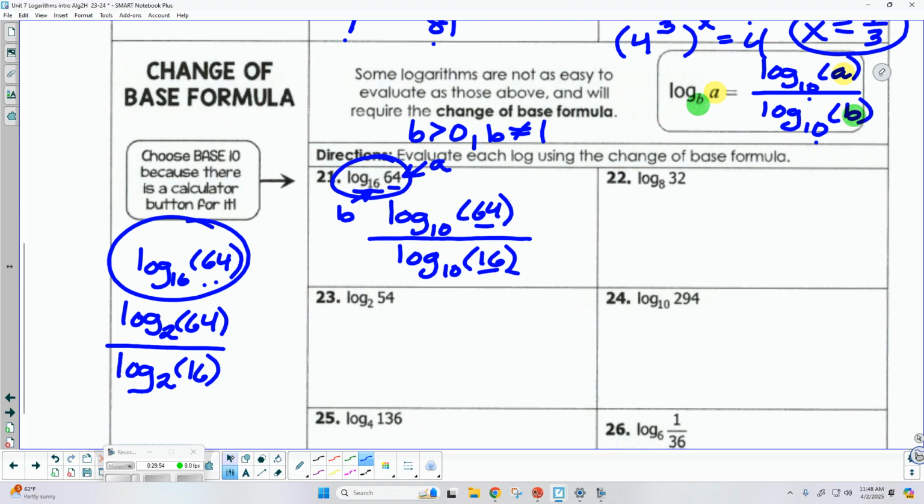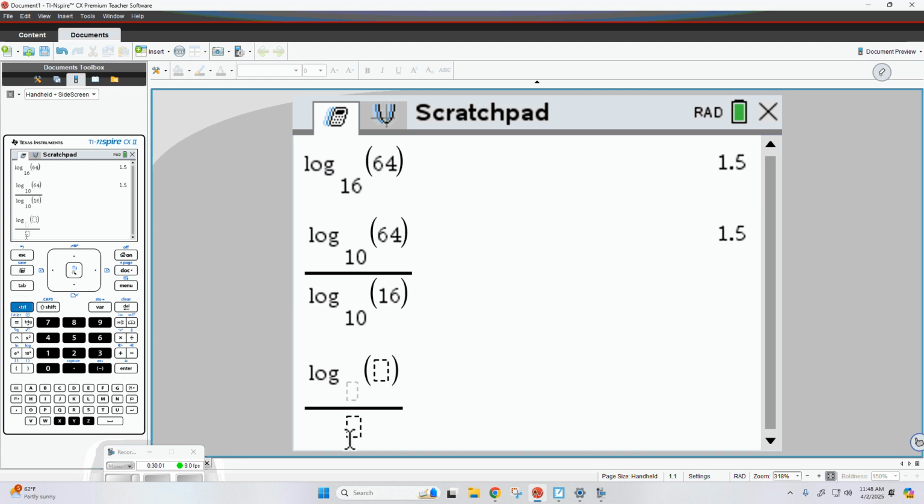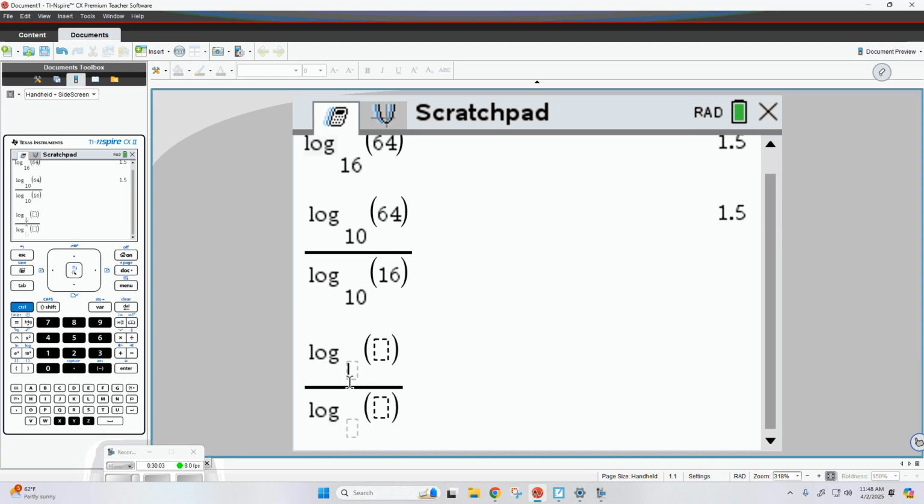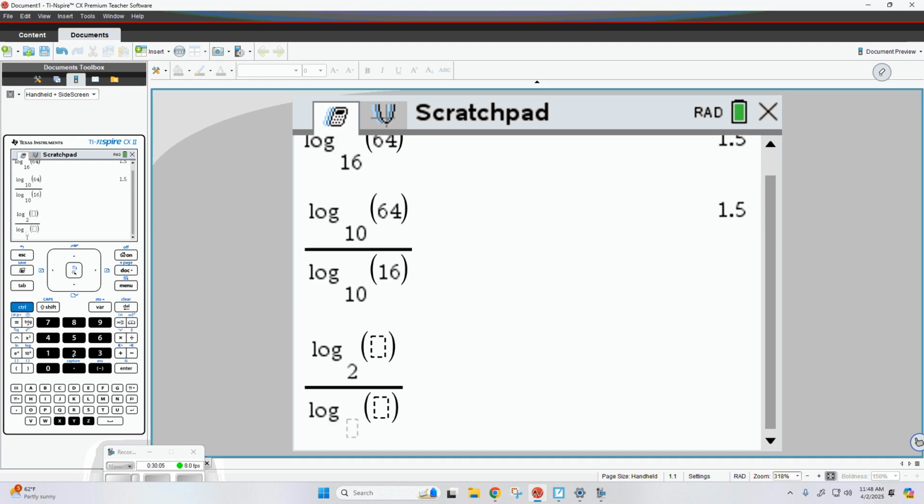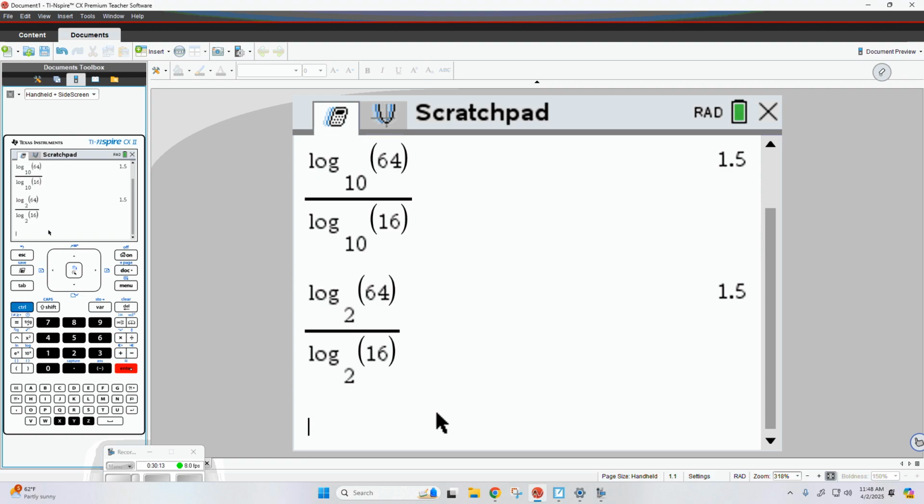Now, let's come on over here to the calculator. Let's test that. Let's plug this in. I'm going to put a log both above and below. We're choosing base 2, and we had a 64 up top. We had the 16 down below. Okay, every single time. Let's do it.